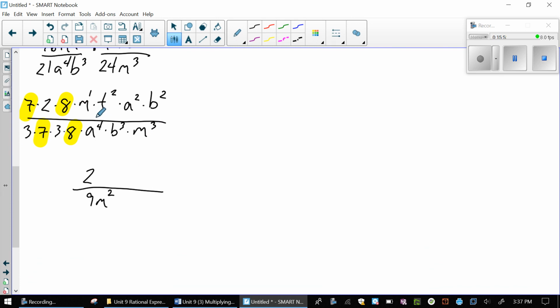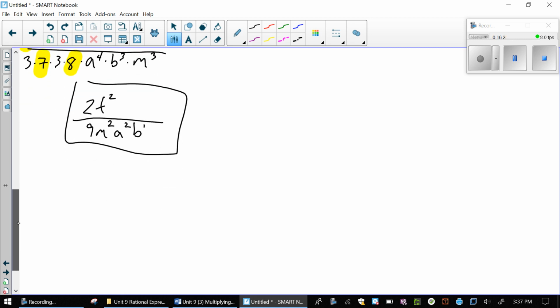Now let's go to the t. Oh, that's the only t, so that just stays right there on top. A squared, I have a to the fourth on the bottom, so 4 minus 2 is 2. And since I had more on the bottom to start with, that stays on the bottom. 4 minus 2 is 2 on the bottom. All right, then we have our b's, b squared on the top, b cubed on the bottom. 3 minus 2 is 1, and that's left over on the bottom. So again, you can put that 1 up there if you want, but you don't have to. And there's our final answer. Let's get that box so it's not crossing it out.